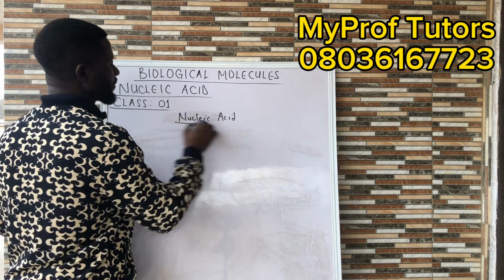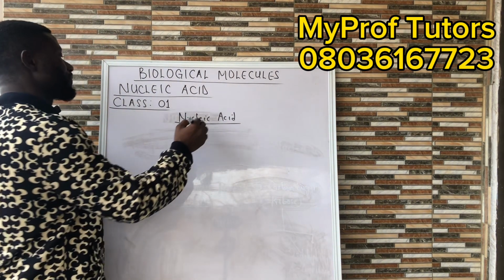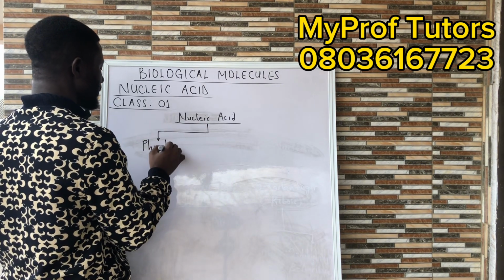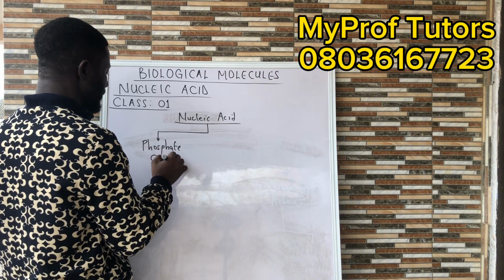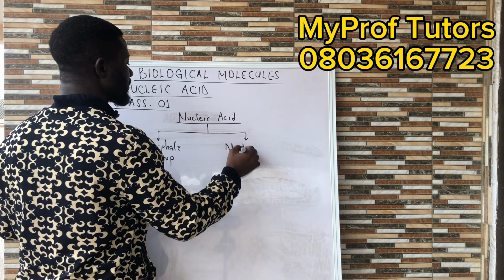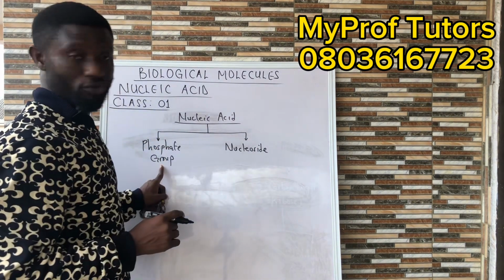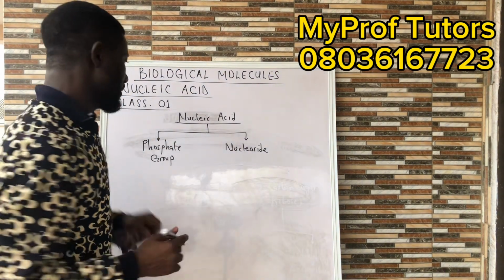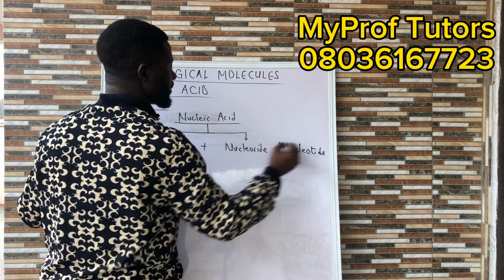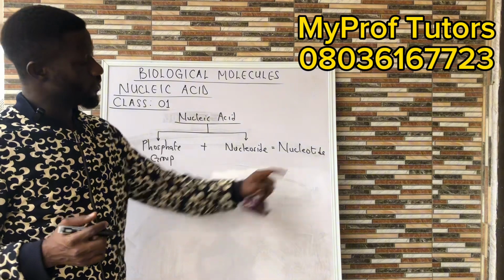The moment you have nucleic acid like this, try to know the components. What are the components of nucleic acid? We have the phosphate group. And then we have nucleoside. When you add the phosphate group and the nucleoside together, you have what is called nucleotide. That means phosphate group plus nucleoside will give us nucleotide.